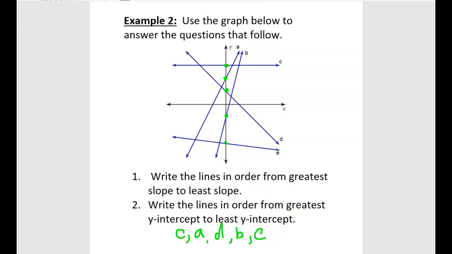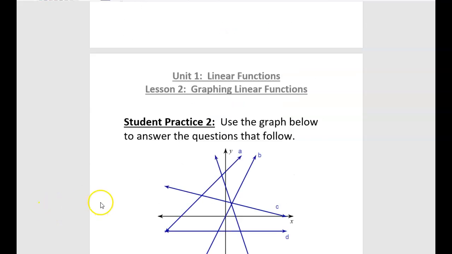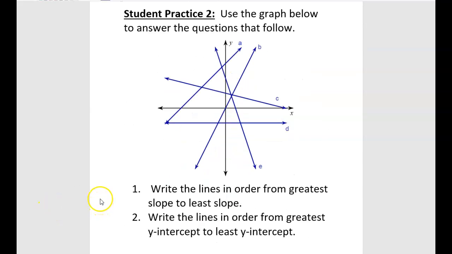So, those were our objectives today: learning how to graph functions and also to determine how the slopes and y-intercepts affect the shape of the graph. And that ends our lesson. I have a similar question here for you. You can practice it if you want to, but if you feel like that's all kind of easy for you, you don't need to. But if you do want to practice it, go ahead and pause the video here and I will put the answers up.